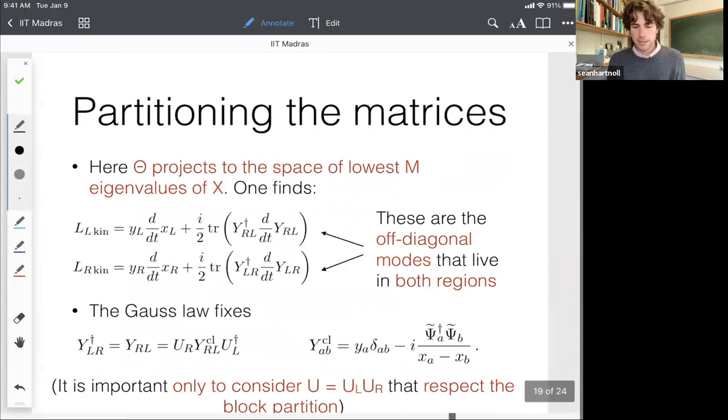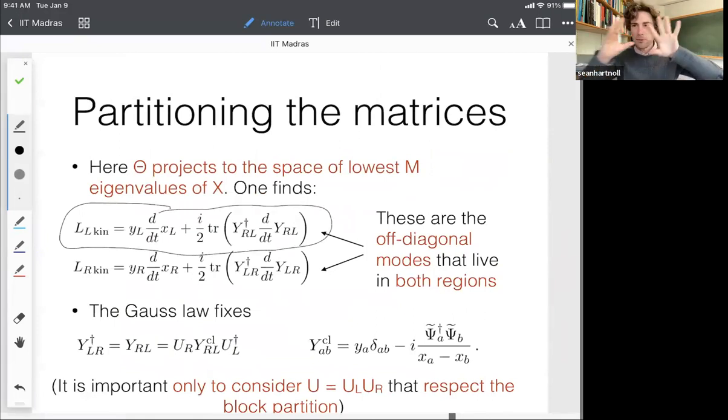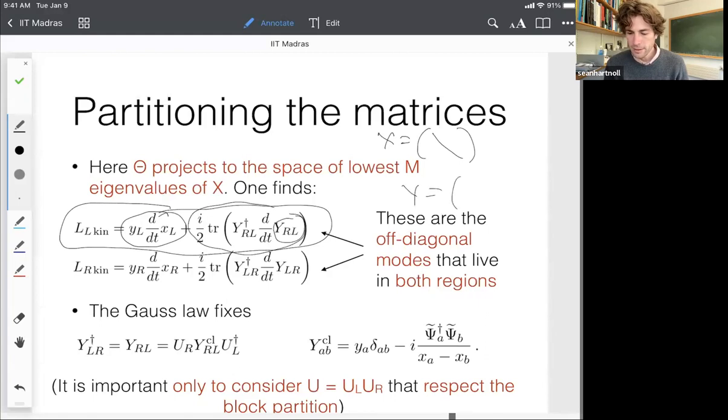So this will be the last slide that I'll go through in any detail. This is the projected Lagrangian. This is analogous to the Chern-Simons Lagrangian on just half of the plane. You get some kinetic term for the eigenvalues, that's fine. But what you also get is a Y; X was diagonalized, the Y is in blocks, and these blocks are the off-diagonal blocks. And they appear in this partition Lagrangian.